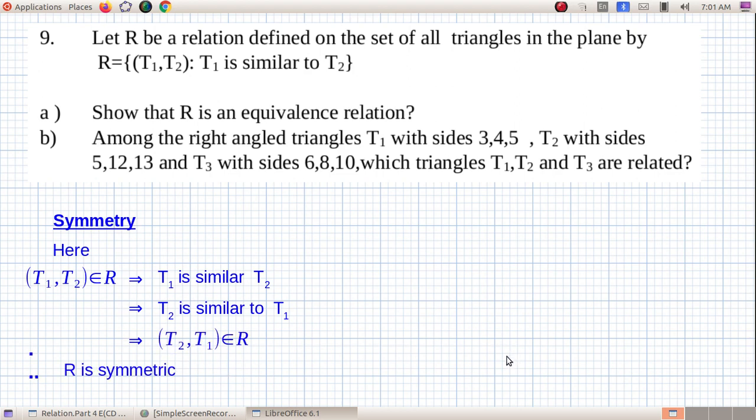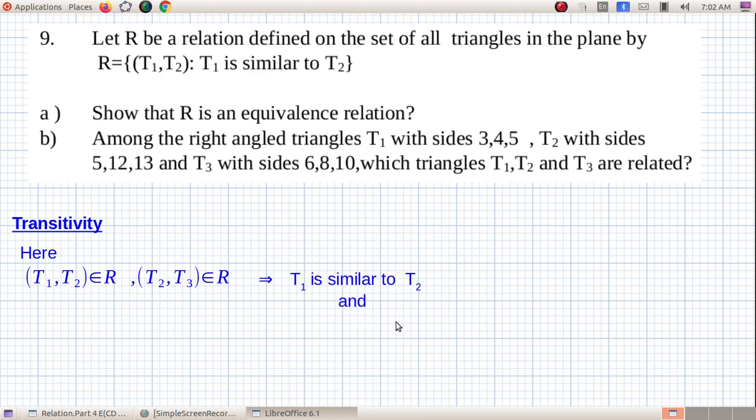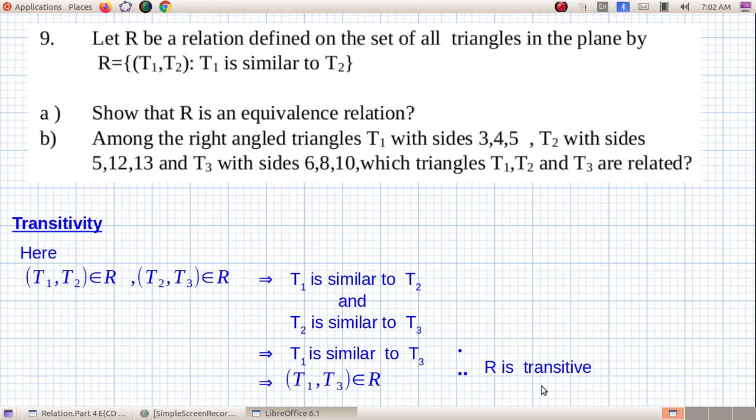Very simple. Now discuss the transitivity. (T1, T2) belongs to R and (T2, T3) belongs to R implies T1 is similar to T2 and T2 is similar to T3. It means that T1 is similar to T3. That is, (T1, T3) belongs to R. Whenever (T1, T2) and (T2, T3) belong to R, then (T1, T3) also belongs to R. It means that the relation R is transitive.